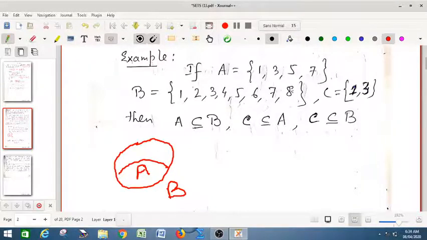So let us have an example. Suppose A is equal to {1, 3, 5, 7}, B is equal to {1, 2, 3, 4, 5, 6, 7, 8} and C is {1, 3}. Naturally you see A is contained in B, and the elements of C, 1 and 3, are elements of A, so C is contained in A, and C is also contained in B. So let us draw C. C is this part. So C is contained in A and in B, and A is contained in B. So this is the concept of subset.